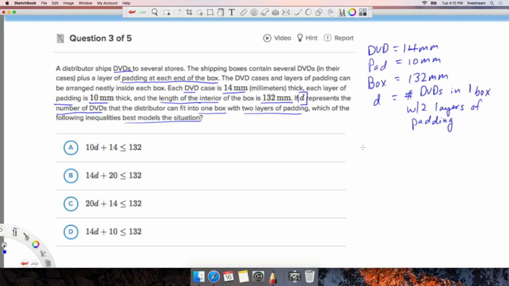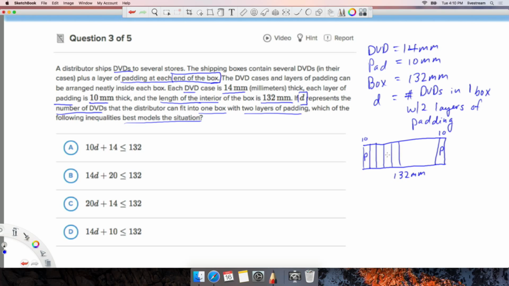And what's even more helpful here is to draw a diagram. And so this goes back to figuring out what steps you need to take and also doing a lot on paper. And so if I start with this, I know that this box is 132 millimeters thick. And then I've got 2 layers of padding, and we've got padding at each end of the box, as you see here. And so I've got this padding here, and I've got this padding here, and that's going to be 10 millimeters and 10 millimeters. So that makes sense.